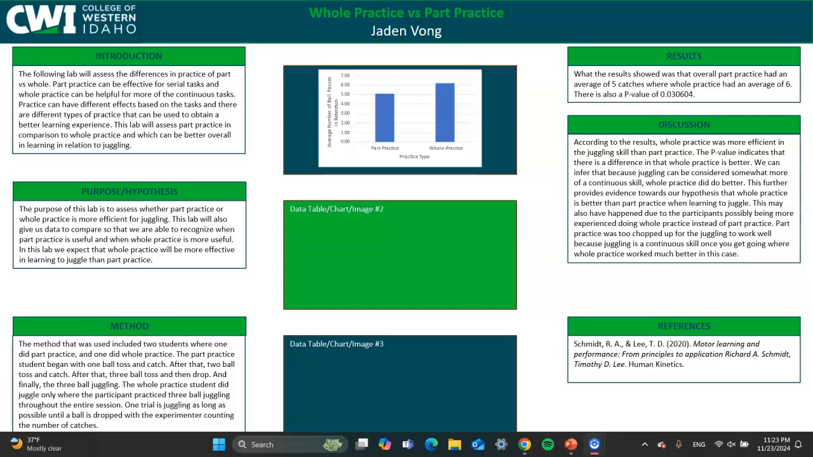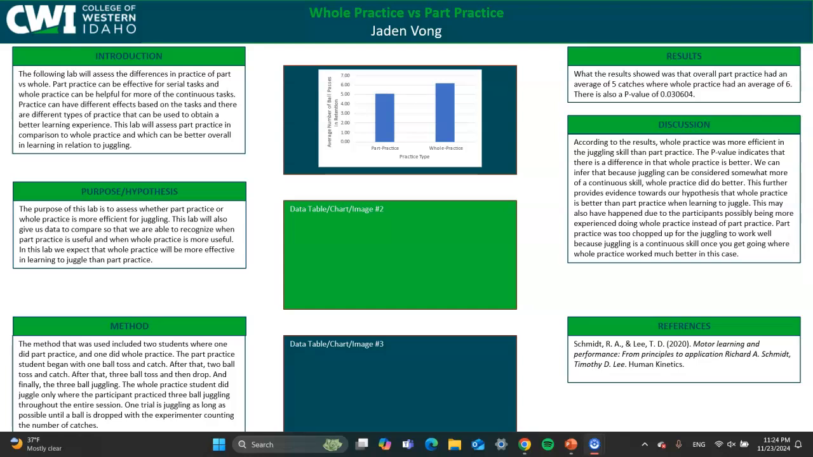And so we have some data here. Overall, in the data, this was out of 41 participants. We had, on average, about five passes, catches, we could say, for part practice, whereas whole practice had six. So we had a whole number in between. So it showed that whole practice had an average of around six, and part practice had an average of five, which would kind of give us a p-value of 0.03. We'll just round that.